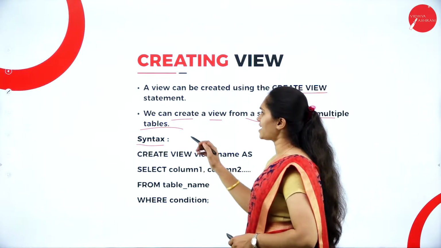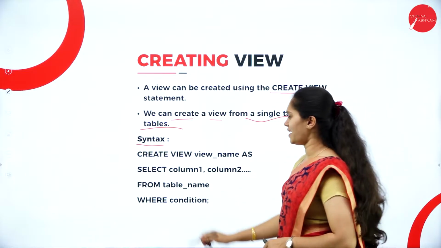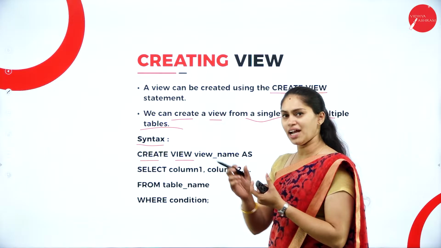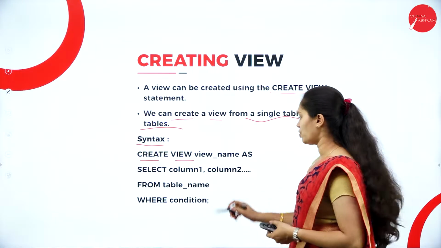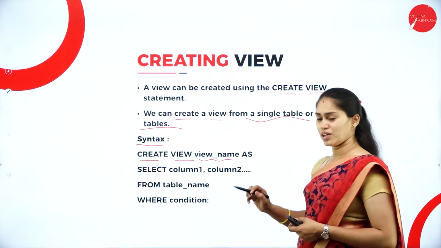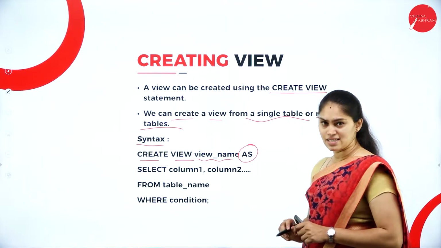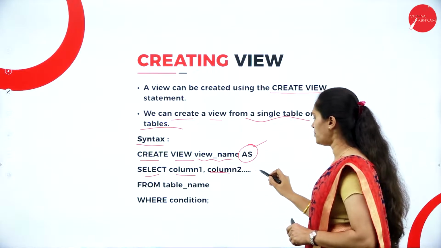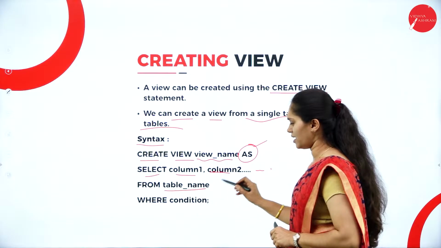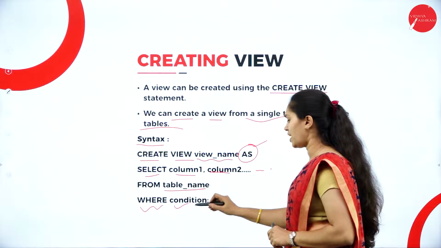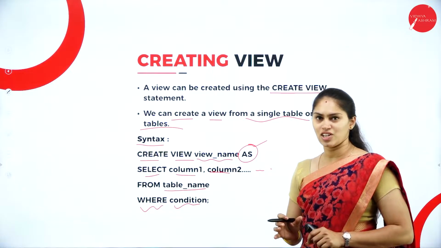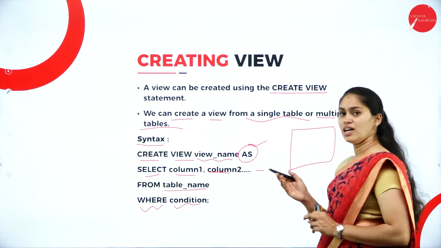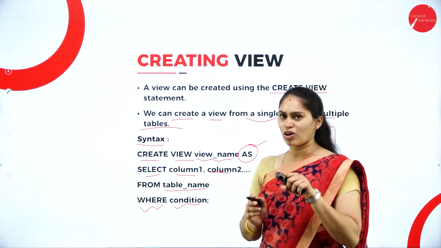Then what is the syntax in order to create a view? You can see here, create view. So we have a keyword called create view, and what is the name for a view? That is view name. Then we use the alias keyword as, select column 1, column 2 up to column n from table name, and also we can have a where predicate with certain conditions. So here for example, if I have a student table, now I wanted to create a view called S.